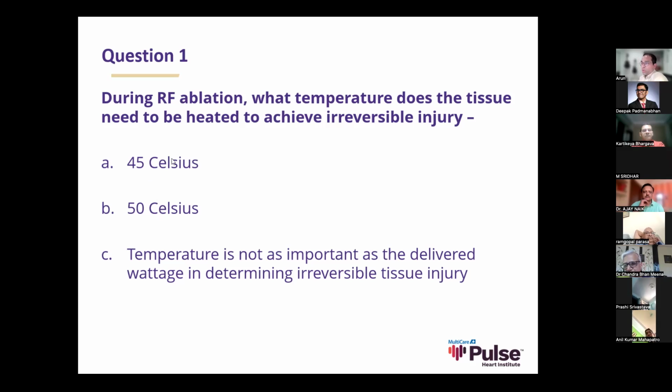So let's do question one. During RF ablation, what temperature does the tissue need to be heated to achieve irreversible injury? 45 Celsius, 50. Temperature is not as important as the delivered wattage in determining irreversible tissue injury. I'll give it about 30 seconds before we close it and we can take a look at what happens. Please ignore options 4 and 5. Very interesting to see if someone takes up option 4 and 5.